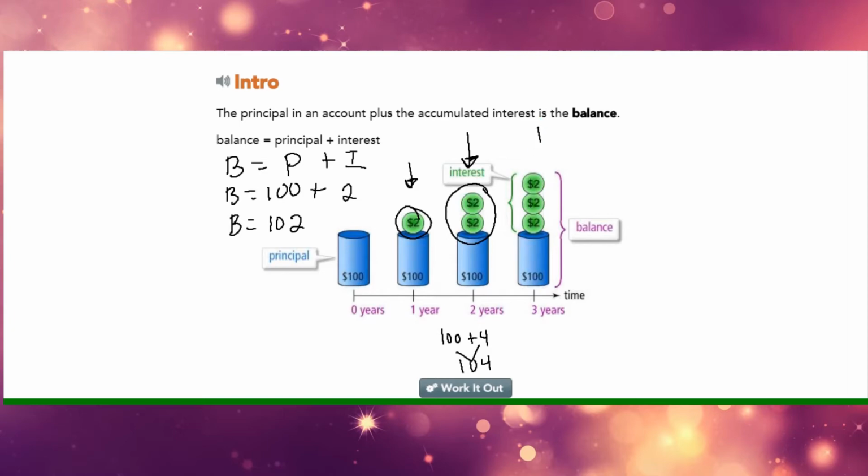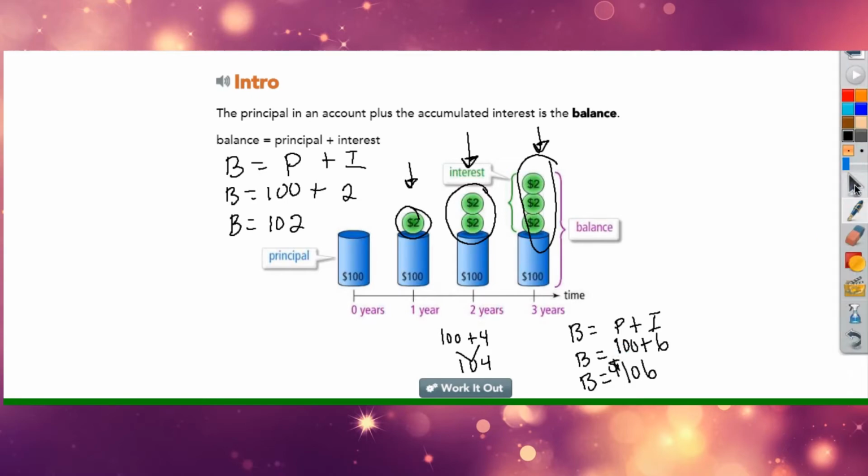Now what would be the interest here for year 3? Well, you can figure it out the exact same way. You do the principal plus the interest, and that will give us our balance. So the principal is $100 plus our interest is $6. So that means at the end of year 3, our balance will be $106.